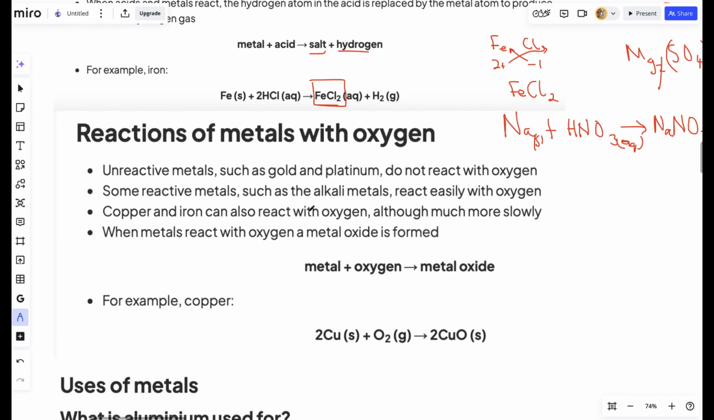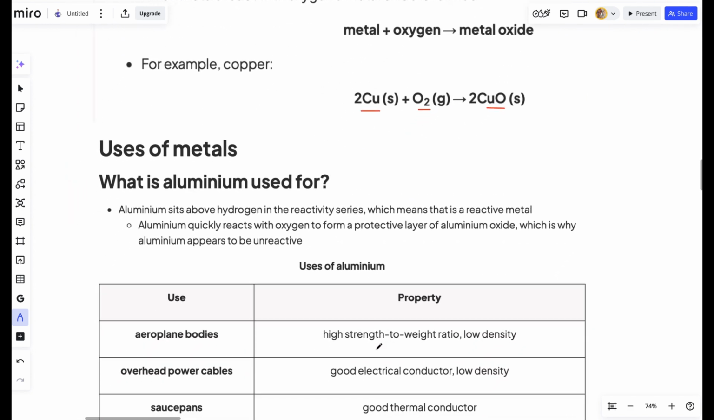Now let's go to the reactions of metals with oxygen. Quickly, metals react with oxygen to form metal oxide. Okay, because oxygen is just O2. When metals react with oxygen, they form what? Metal oxide. They form metal oxide. Copper reacts with oxygen to form copper(II) oxide. Right? Now let's go to uses of metals.